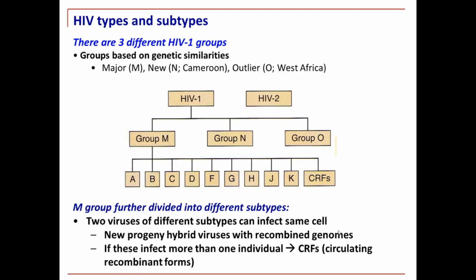Now, the three groups that we see there, M, N, and O, they may represent the three different introductions of SIV, simian immunodeficiency virus, into humans, which is where it's thought to have come from.